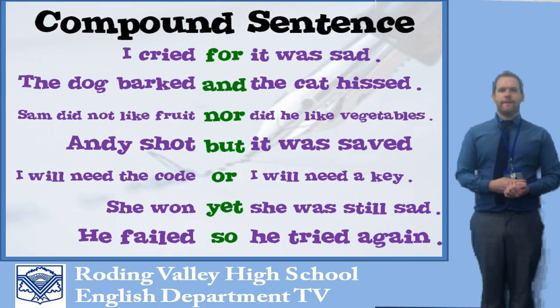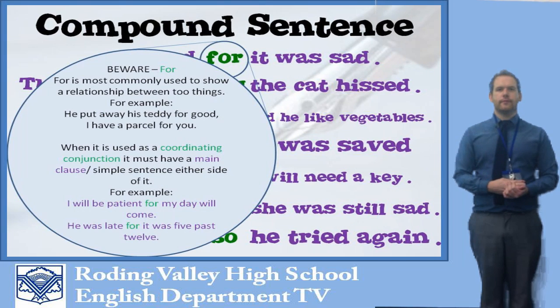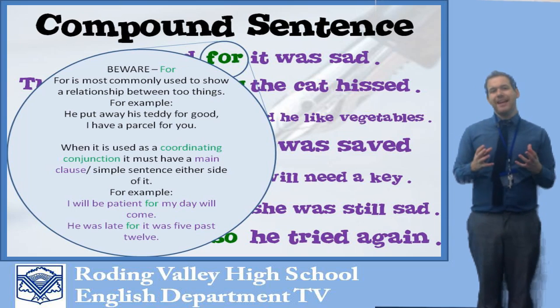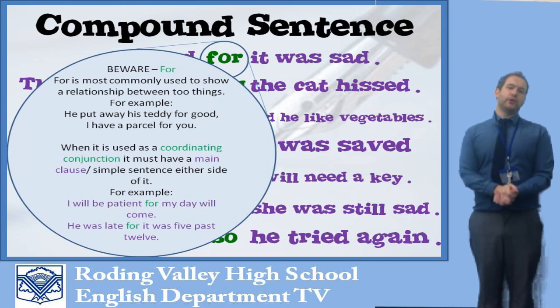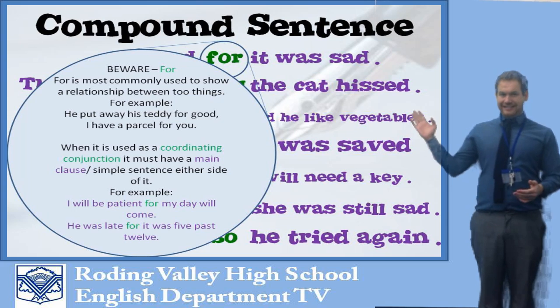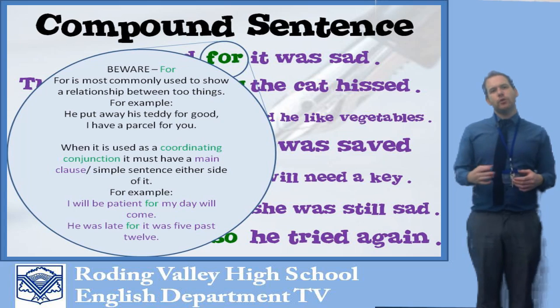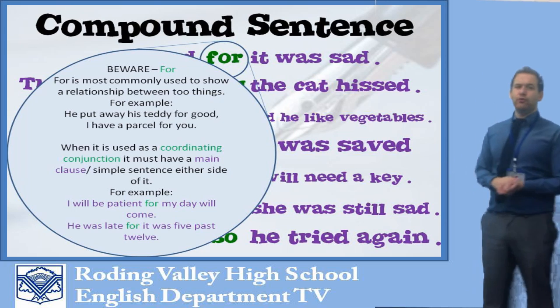Beware of the word for, because it has two jobs. Its actual main job is showing a relationship between two things, such as the examples on the screen. You can tell when it's used as a coordinating conjunction as it has a main clause either side of it. Take a moment just to read what's on the screen.